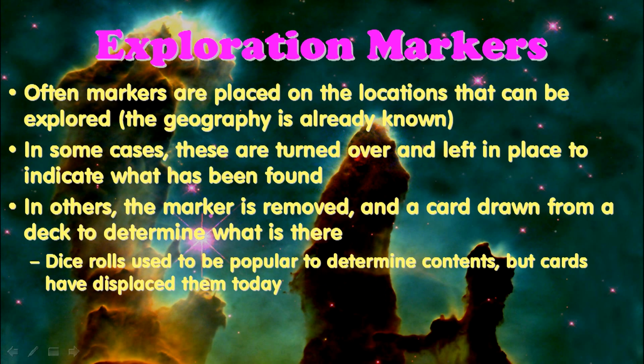Often, for exploration, markers are placed face down on the locations that can be explored. So the geography is known, but what is actually there, contained in the region, is not known. Most of the time, these are turned over and left in place to indicate what has been found. In others, the marker is removed and a card is drawn from a deck to determine what's there. Dice rolls used to be popular to determine contents when you were exploring, but cards have displaced them today. They're more convenient and they're quicker, even though they're more expensive.